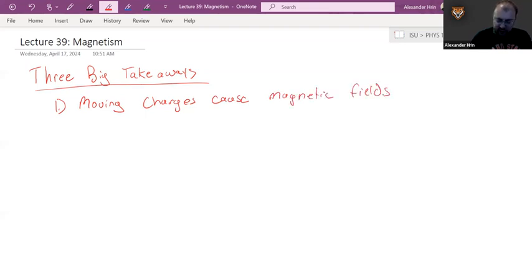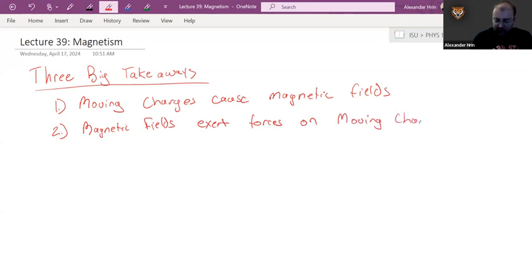Now, when we think about magnetic fields, that's kind of the effect that a magnet has, and we'll talk about what kinds of things a magnetic field affects, but that's basically the idea there. So another way you can think about that statement is moving charges cause a magnetic effect. Okay. The second one is magnetic fields exert forces on moving charges.